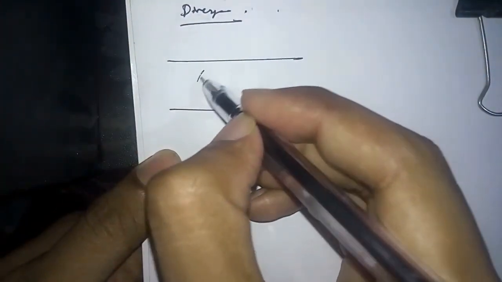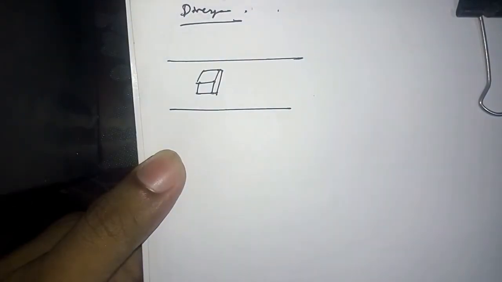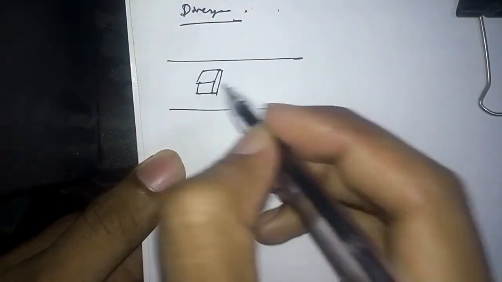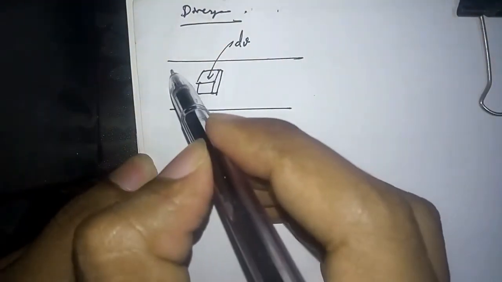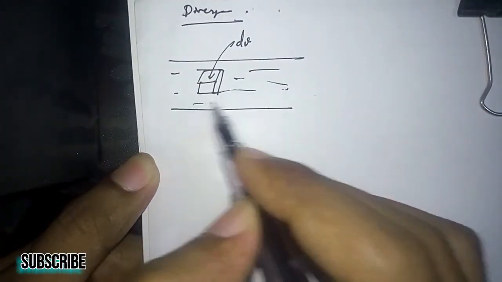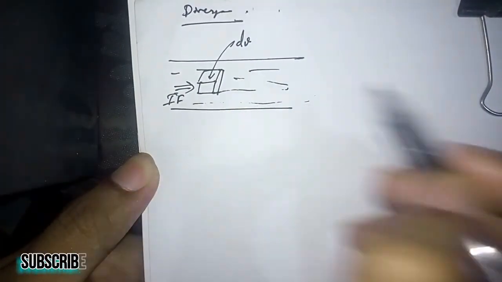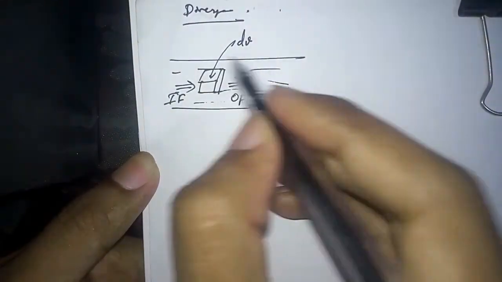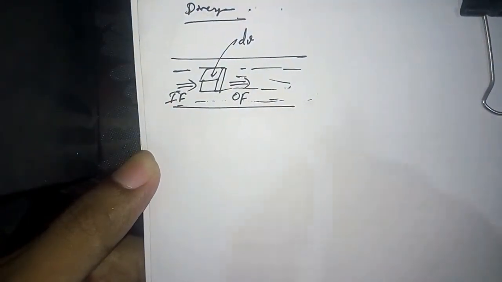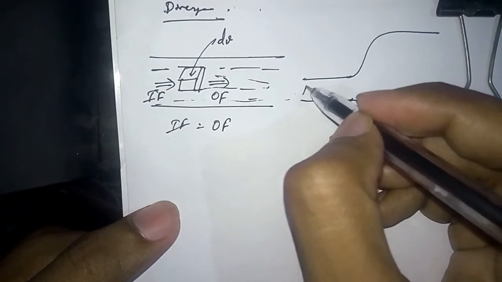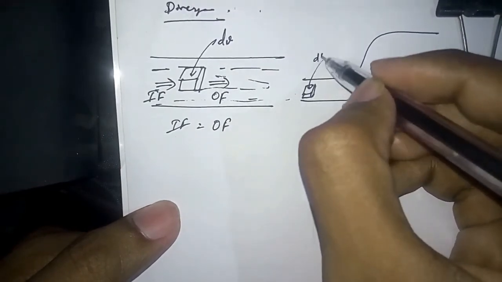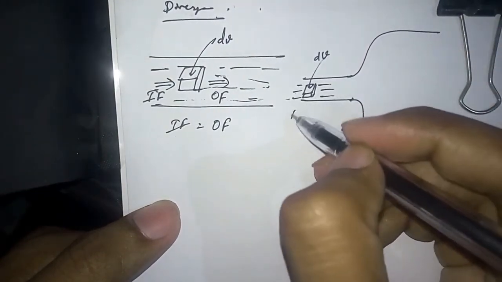Now the next thing is divergence. To understand divergence, let's say we have a pipe and we take a cube-shaped volume, say dV, and liquid is flowing in this pipe. Here we can see that the flow is constant, so inflow is equal to outflow. If we take a pipe like this, and take a volume dV here, the flow is constant, so inflow is equal to outflow.